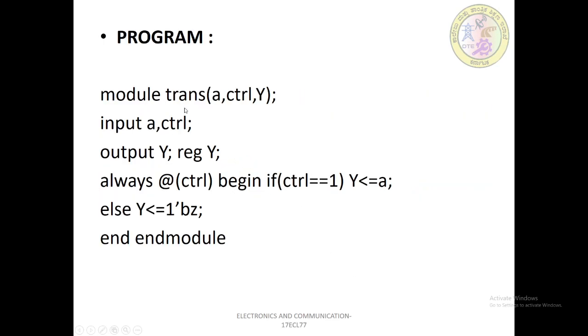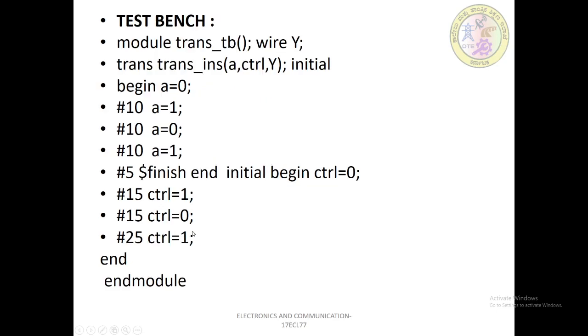This is the program we need to write to get an output for the transmission gate. Module trans, with three inputs: one is the input, and this is a control input, and Y is the output, because the input and control are inputs. The output is a register, an inbuilt register to store the values. Always, depending upon the value of the control, if the control is 1, then the output is assigned the input, else it is assigned high impedance, end module. This is the test bench program. We assign different input values, and some control values with delay.